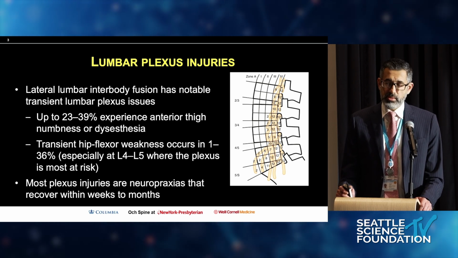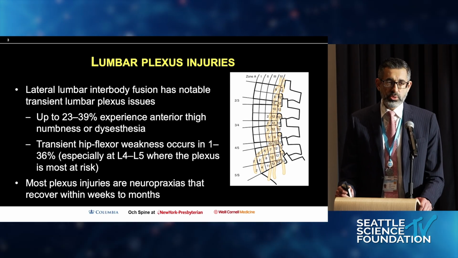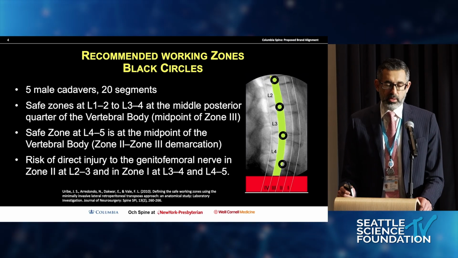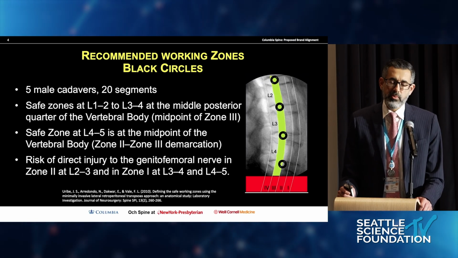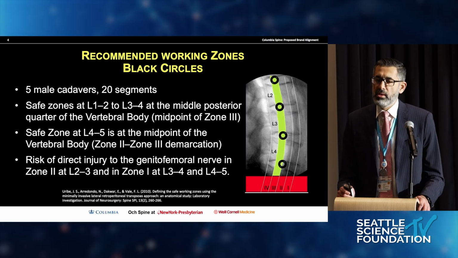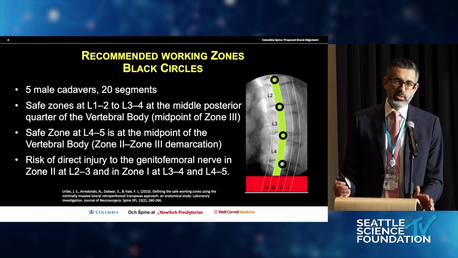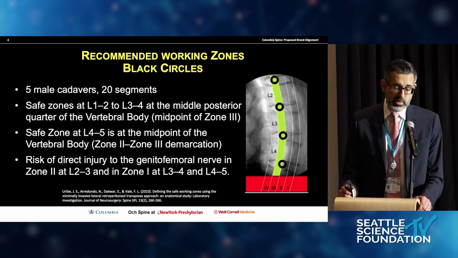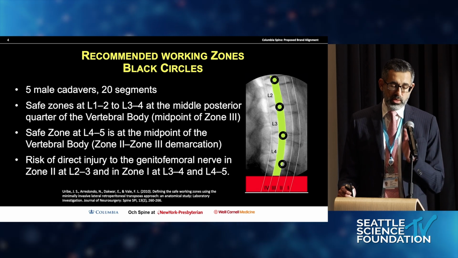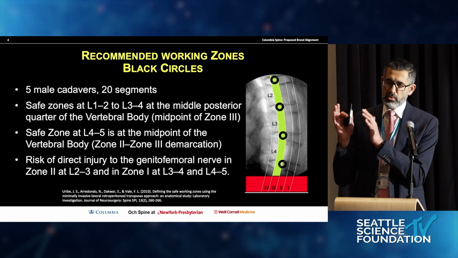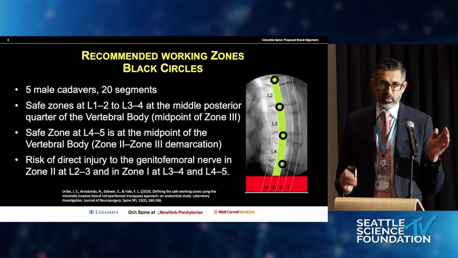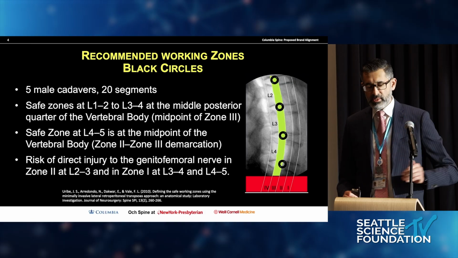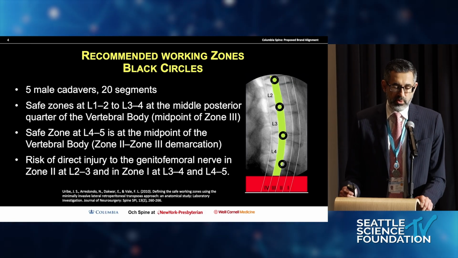paying more attention to the anatomy of the plexus, and dividing the disc space into zones from anterior to posterior. This was work done by Dr. Uribe, I believe in 2010, where they came up with, if you look at the black circles, those are the safe zones for each disc space where you have the lowest chance of causing a major neurological issue. And if you look at L1-2, L2-3, L3-4, these were typically in zone 2. So the disc is divided into quarters, so you have 4 zones. Zone 1 is the most anterior, zone 4 is the most posterior one, and then you have zone 3. So this is actually zone 3, which is a safe zone for L1-2, L2-3, and L3-4.